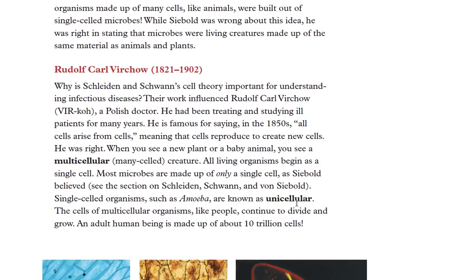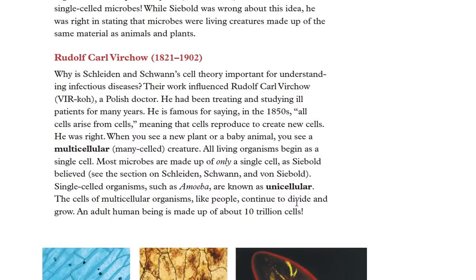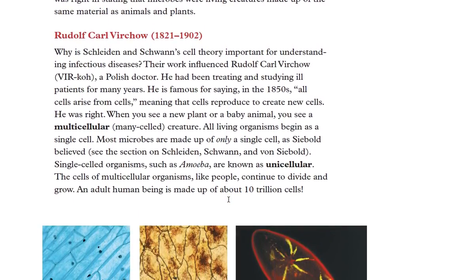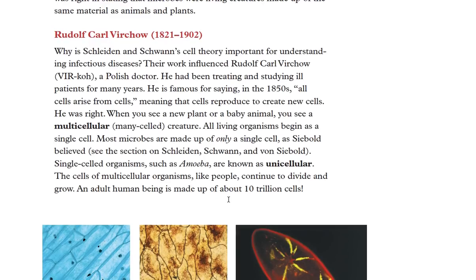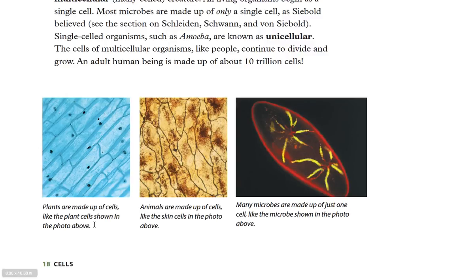See the section on what we just read. Single-cell organisms, such as an amoeba, are known as unicellular. So you get to see amoebas when we look at them under the microscope. The cells of multicellular organisms, like people, continue to divide and grow. An adult human being is made up of about 10 trillion cells. All right, so here we go. Plants are made of cells, like the plant cells shown in the photo above. Animals are made of cells, like the skin cells in the photo above. Many microbes are made up of one cell, like the microbes shown in the photo above.